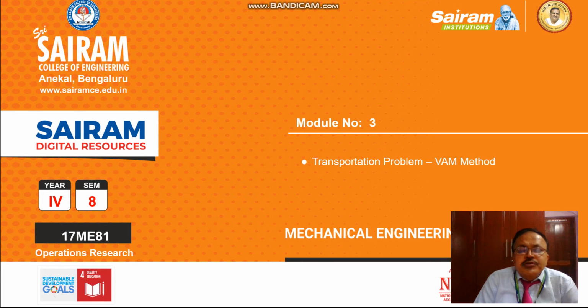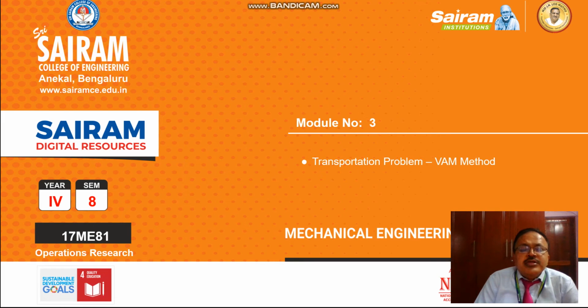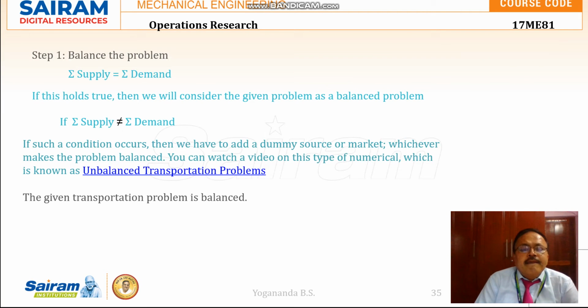Here we are using VAM method. So the same problem was taken as the example using northwest corner method to find the basic feasible solution. Now the same problem we are using here to get the solution using Vogel's approximation method.